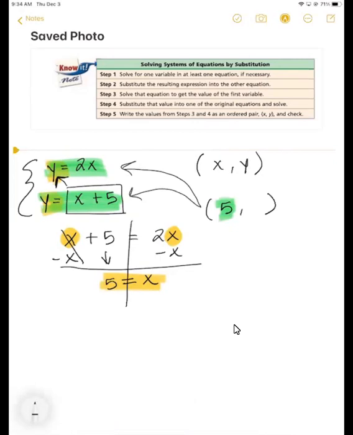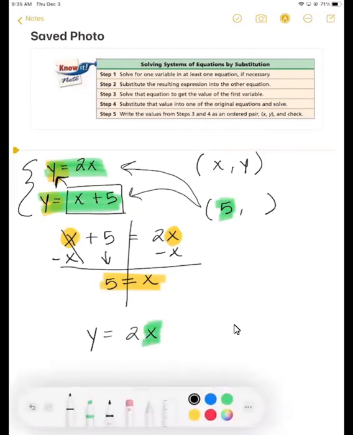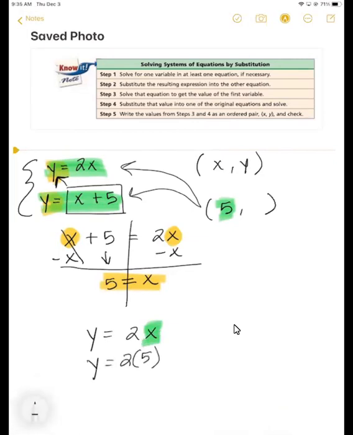All right. And you can do the first one or the second one. y equals 2x is the one I'm going to choose, and I am going to substitute x with 5. So y equals 2 times 5, and then 2 times 5 is 10, so y equals 10. And that is the solution to this system.